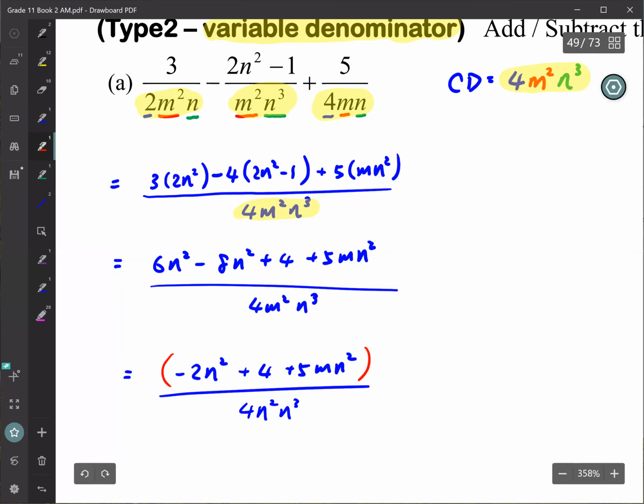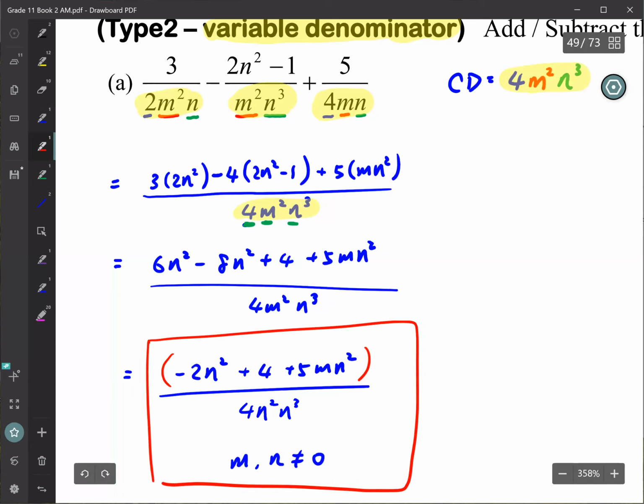Now, when you try to get a restriction, because we have a denominator this time, you look at the variables in the yellow highlighted part; that's where you find restrictions. We have parts: the 4, the m, the n. 4 is never going to be 0, so no restriction for 4. The only restrictions come from m and n. So m cannot be 0, n cannot be 0. Those are the two restrictions, so your final answer is this one.